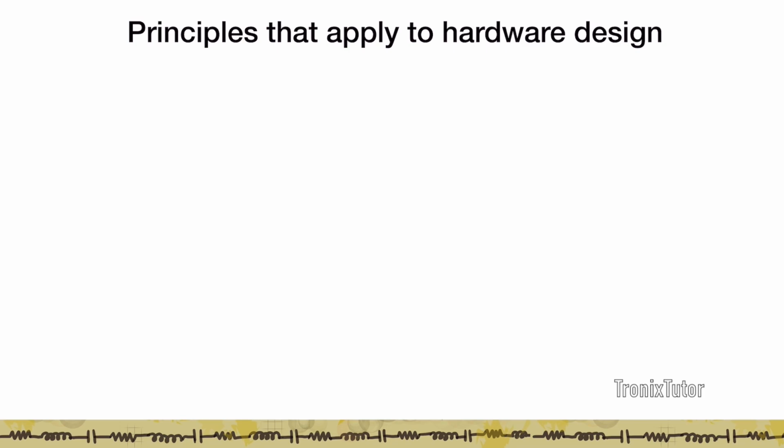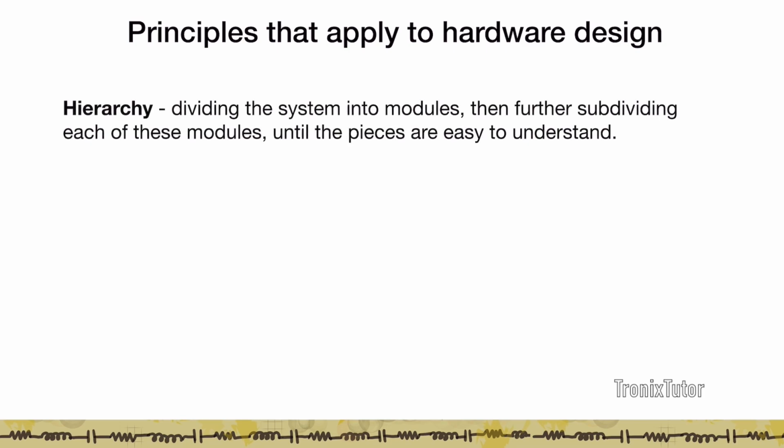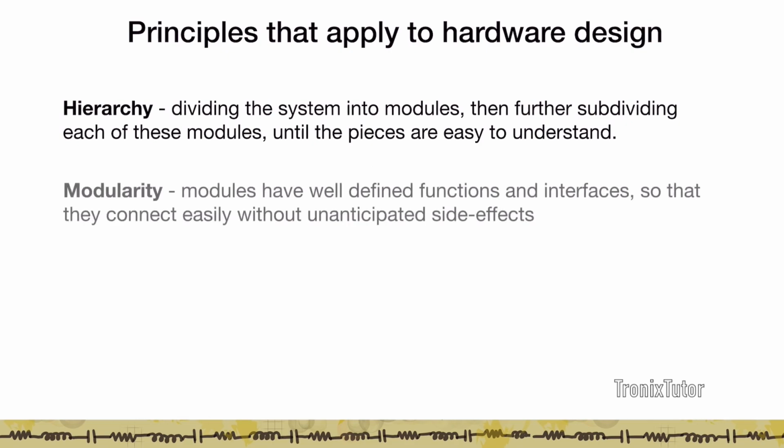Now, a couple of principles that apply to hardware design. The first one is what is known as hierarchy. Digital designs typically divide the system into modules and keep further dividing these large modules into smaller modules, etc. So what happens is you can keep going from a much higher level or a much bigger module all the way down to pieces that are very easy to understand, right? And this helps with putting together a block. It also helps with maintaining some sort of a control on your design, if you will.